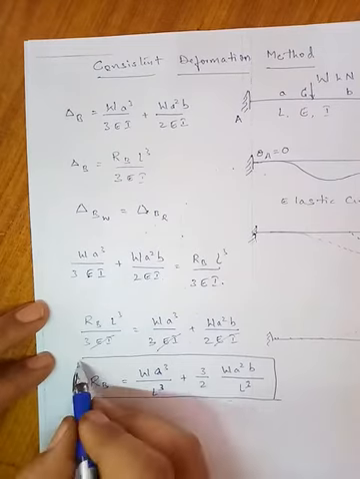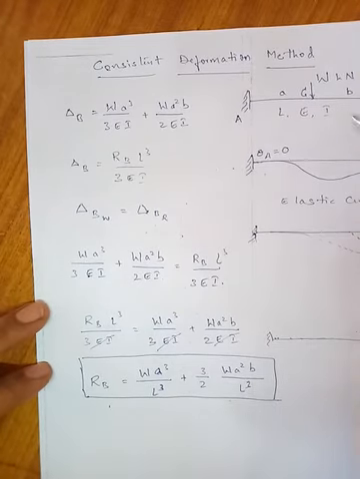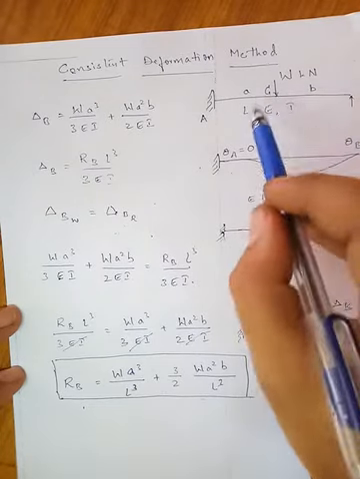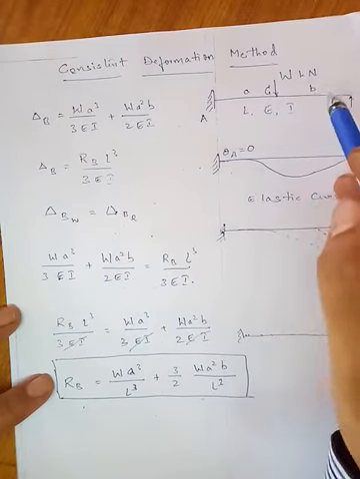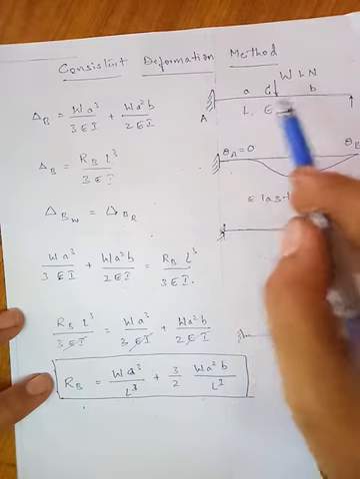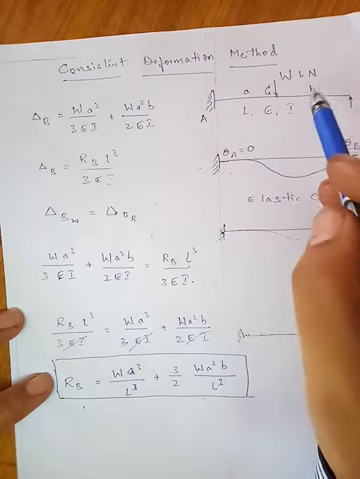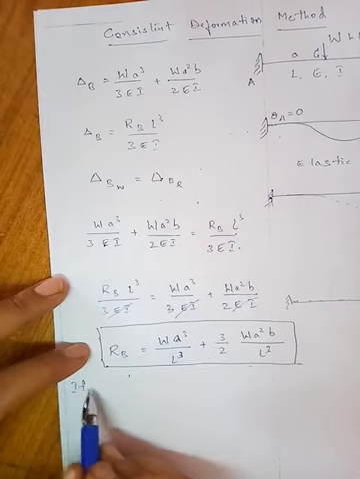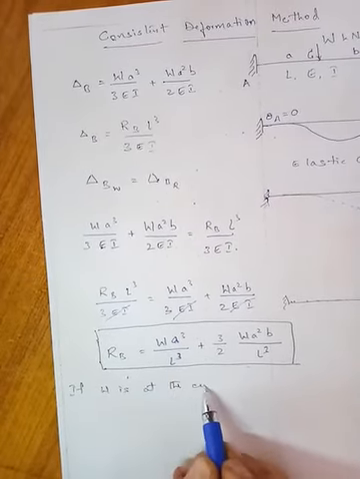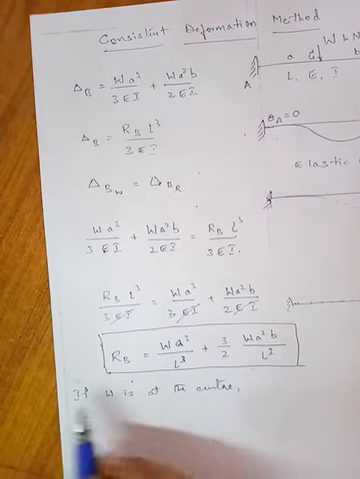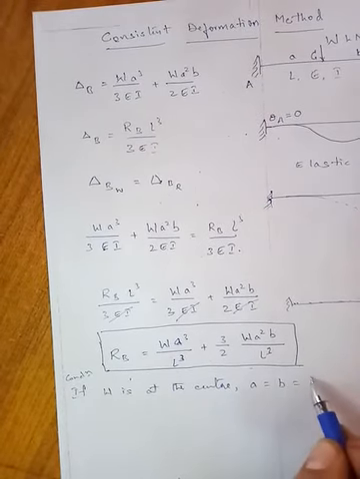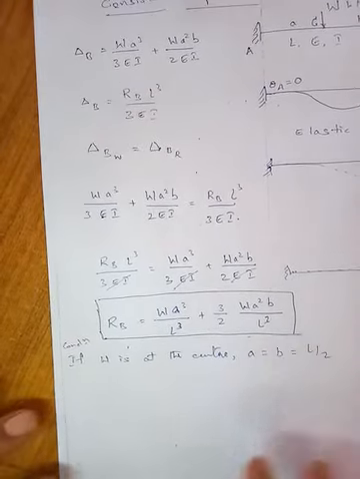Now earlier we thought of W at the center of this beam, but that is not the case if A and B are not the same. Now the second condition: if A is equal to B, that is, W is at the center of this span. If W is at the center, what happens? A is equal to B is equal to L by 2. Now substitute this L by 2 in the above equation.